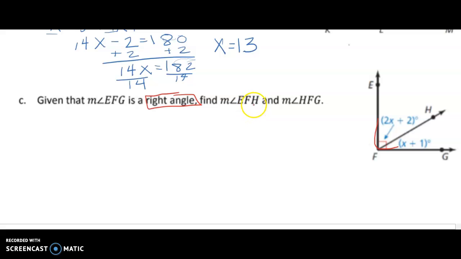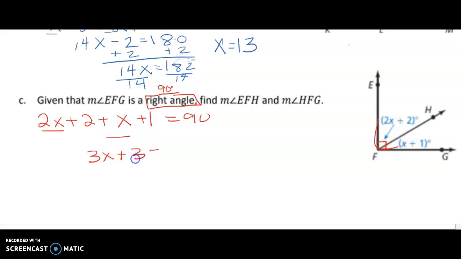Okay, so now you want to ask yourself, what does it mean to be a right angle? You guys should know that a right angle is 90 degrees. So this whole thing is 90 degrees, which we should have been able to tell by this square, even if they hadn't told us in these words. The whole angle is a 90-degree angle. So if we add the two angles that make up this 90-degree angle together, it should equal 90. So 2x plus 2 plus x plus 1 equals 90. Okay, so 2x and x is just 3x, plus 2 plus 1 is 3.